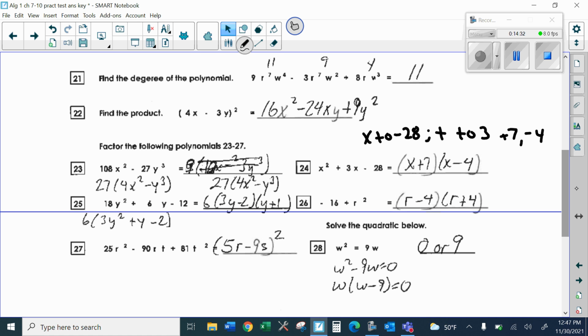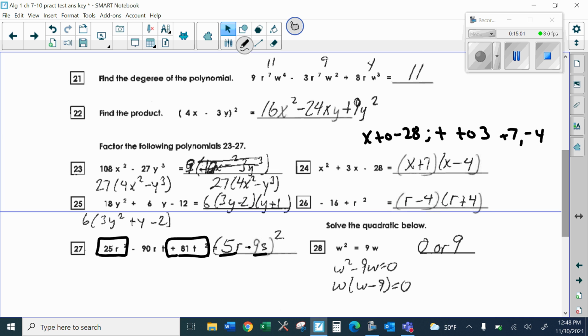Okay, 27. One thing, I would factor out a GCF if there is one. There is not. Since there's not, the other thing I want to look for is whether both the first term and the last term are perfect squares. If they are, then that's a good sign. It's going to be a perfect square trinomial. So 25r squared is a perfect square, and 81s squared is a perfect square. The square root of 25r squared is 5r, and the square root of 81s squared is 9s.